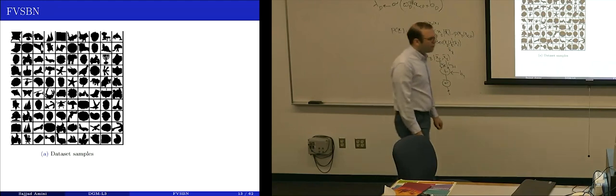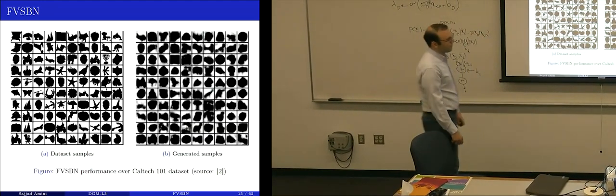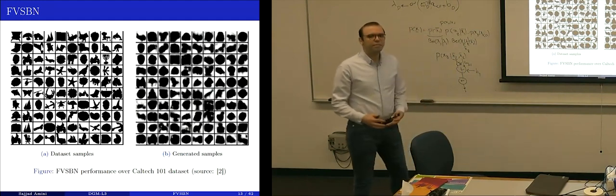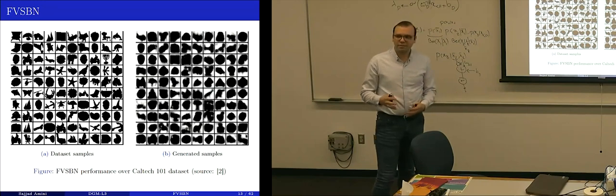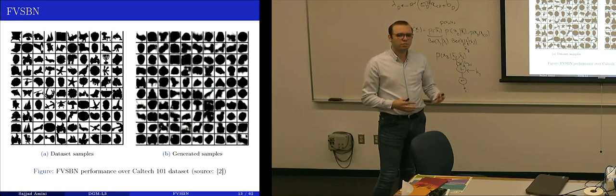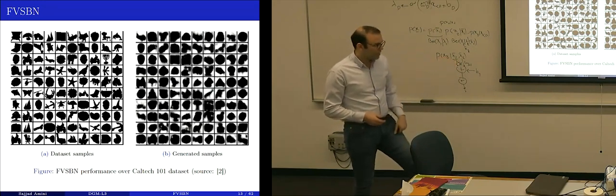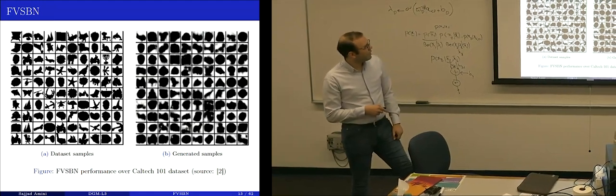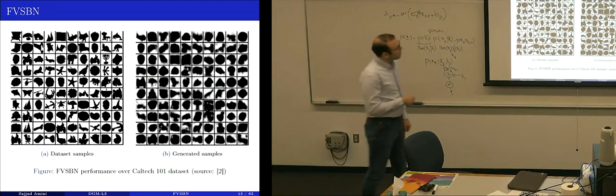So fully visible sigmoid belief networks are very, very simple. Compare them with binary logistic regression, for example. Binary logistic regression was the simplest model for supervised learning. This is also one of the simplest models for generative modeling. As you can see here, these are the samples from Caltech 101.